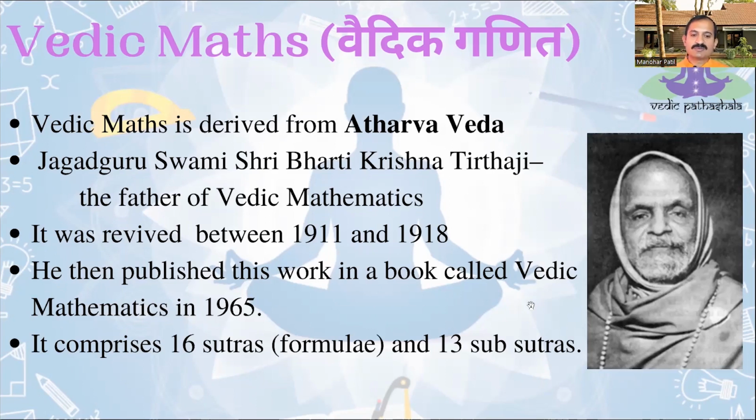It was revived between 1911 and 1918. He then published it in book form, and the name of the book is Vedic Mathematics, in 1965. It comprises 16 sutras and 13 sub-sutras. He is no more now, but we should salute him for his great work.